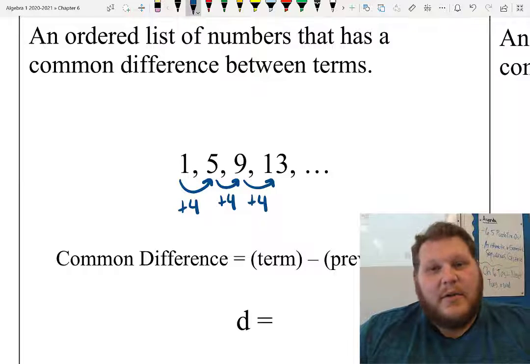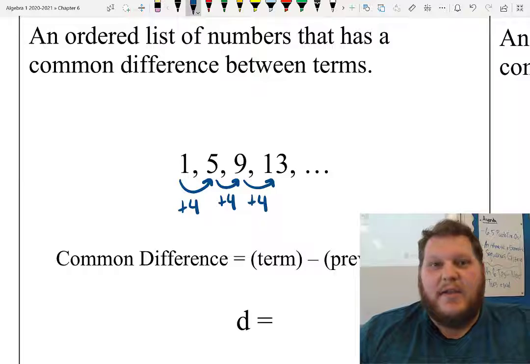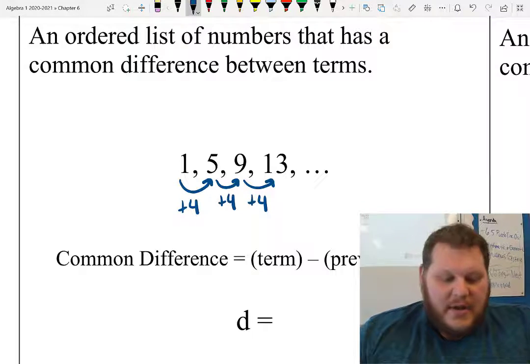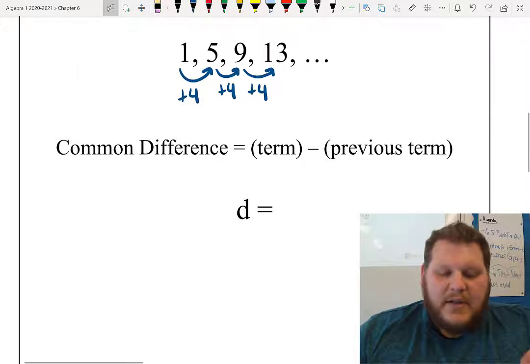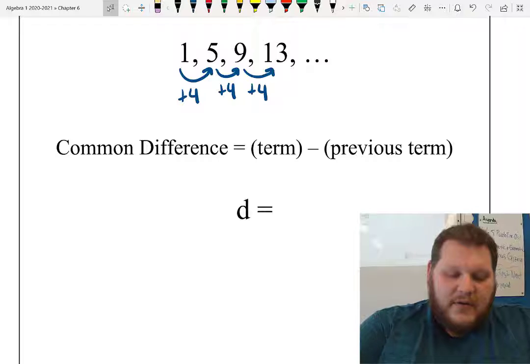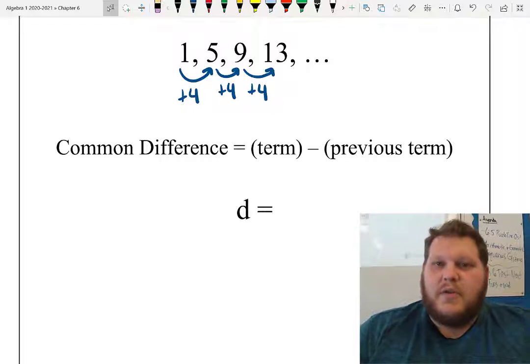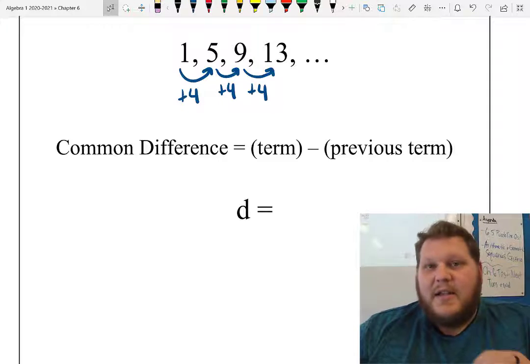Sometimes you'll be asked to identify what the common difference is. For the most part, it's just going to be identifying when a sequence is arithmetic and then making some predictions of other ones. But if you're trying to find the common difference, and it's not apparent to you what that addition or subtraction is, you have this little formula to be able to figure it out. If you want to know what the common difference is, which we use D for, the abbreviation for common difference, you're just going to take some term and subtract the previous term from it.